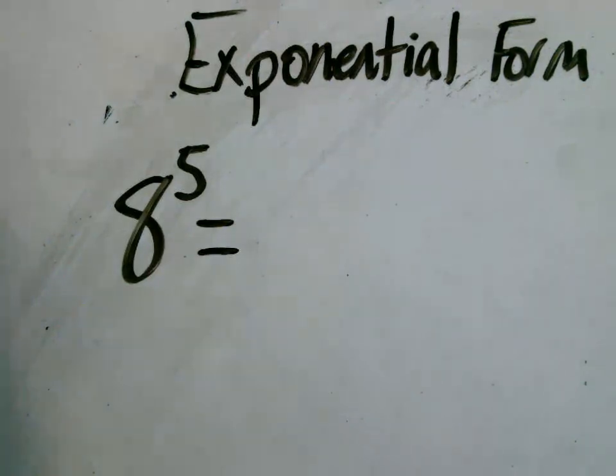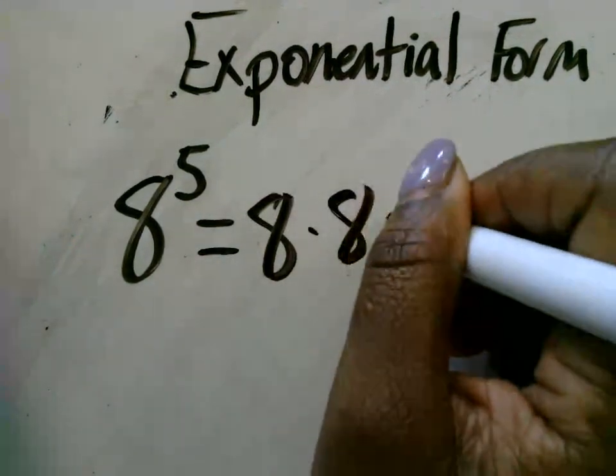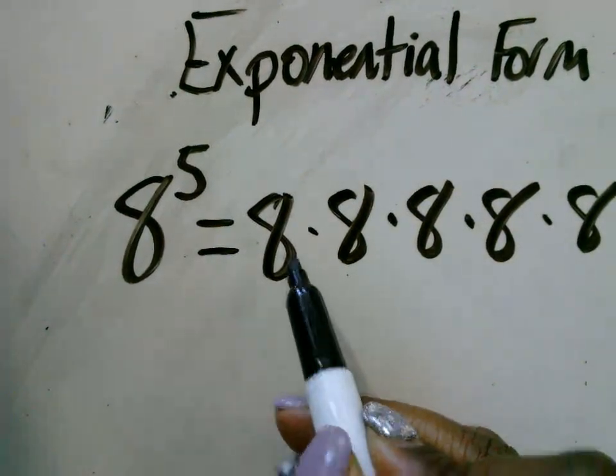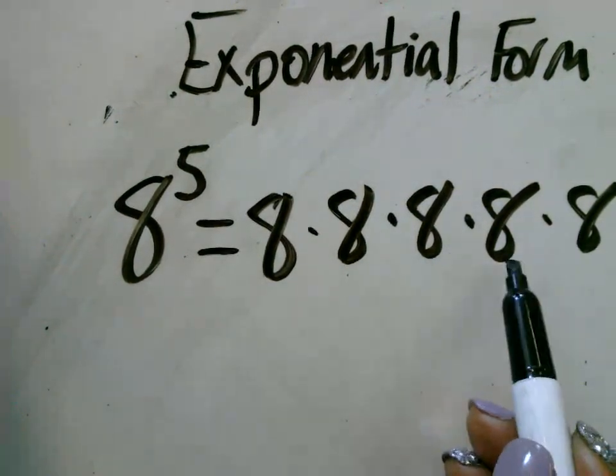So we write that as 8 times 8 times 8 times 8 times 8. 8 is being multiplied 5 times. 1, 2, 3, 4, 5. All right, good deal. Okay.